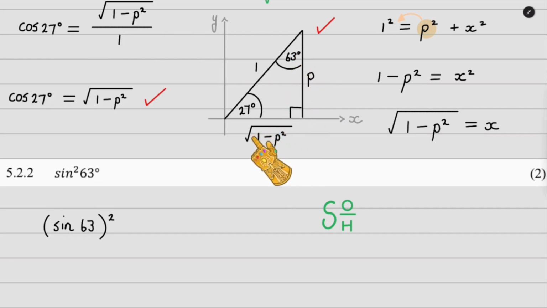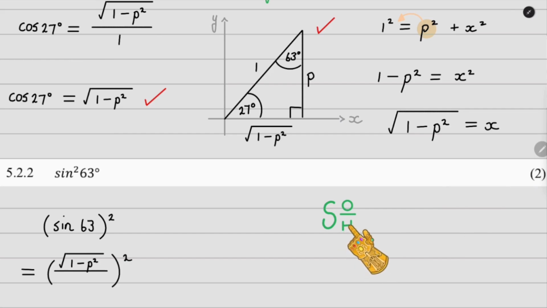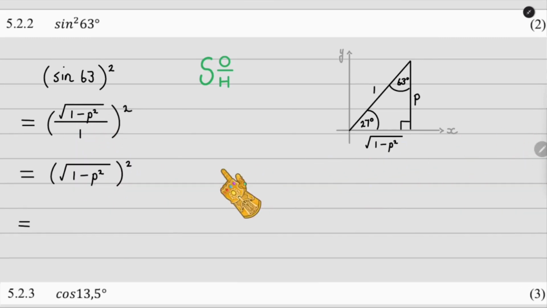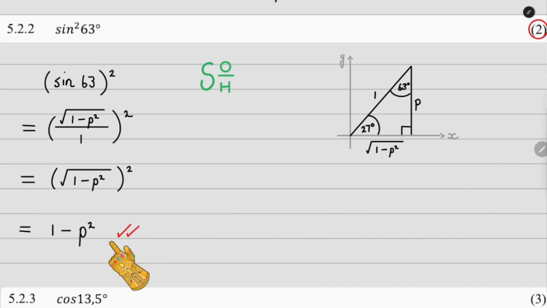Opposite 63 is this thing over here, so I'll put that on top. And what goes at the bottom is the hypotenuse. The hypotenuse won't change no matter which angle you're looking at, so the hypotenuse is still 1. And remember, like the last question, 7 over 1 is just 7, so this over 1 just disappears. After we've simplified that, this square cancels out with this big root, and we're just left with what's underneath the root, the 1 minus p squared, as our final answer. And last but not least, your 2 marks come from the answer only in this question.